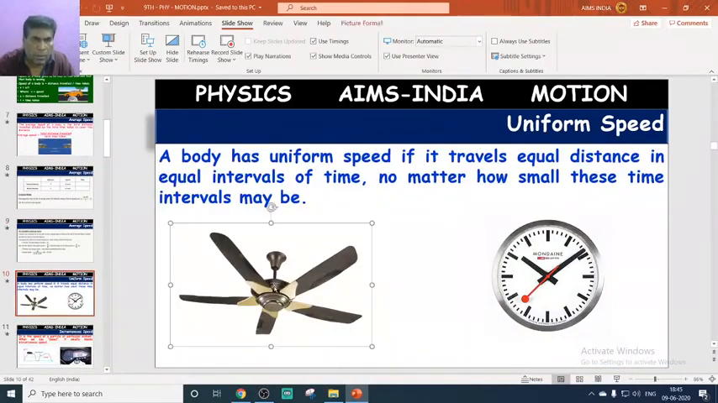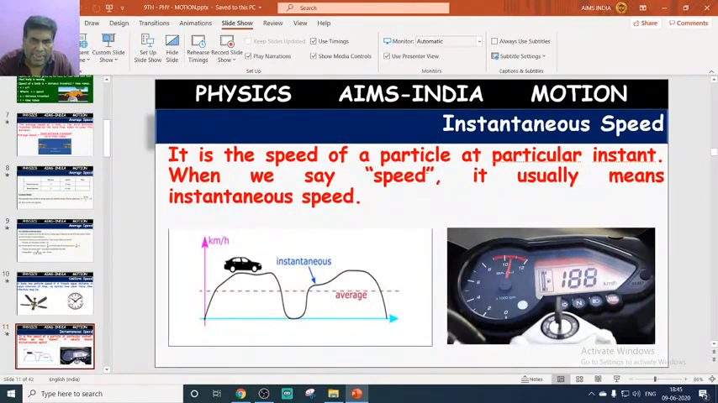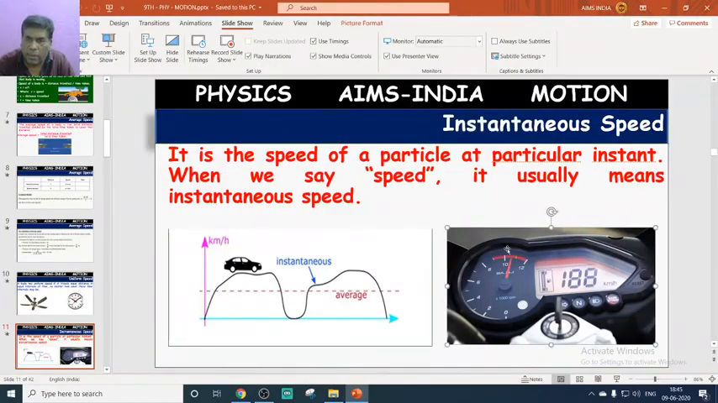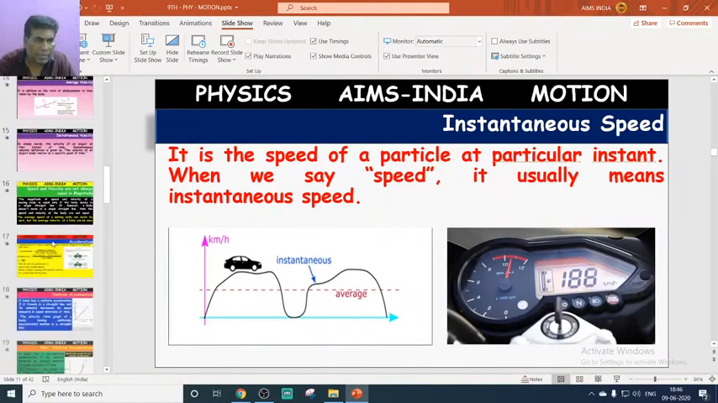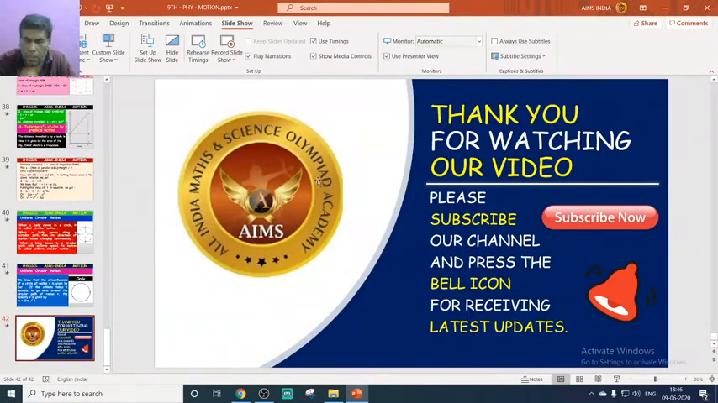Uniform speed: the blades of a ceiling fan and the hands of a wall clock show uniform speed. Instantaneous speed means the speed at one particular instant, a very small interval of time. Instantaneous speed is shown by digital speedometers or normal speedometers. Average speed depends on the whole journey, but instantaneous speed never depends on the whole journey. Okay. The remaining topics we will learn in the next video.